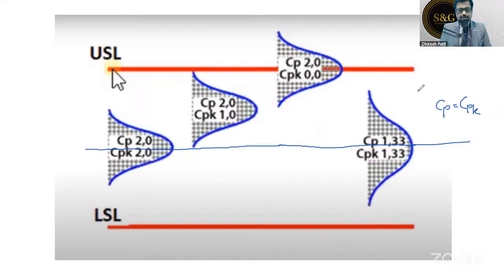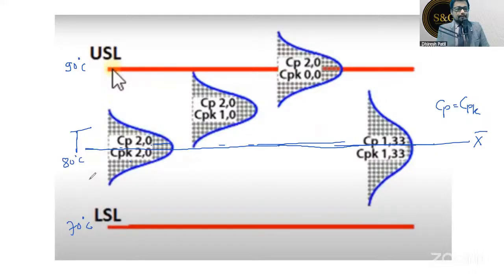For example, look at this. In this case, the Cp is 2 and Cpk is also 2 because both are hitting the target. This blue line is the target, the center line. So X bar and target are the same thing. In our case, this is 90 degree. Imagine this is 90 degree centigrade and this is 70 degree centigrade and the target is 80 degree centigrade. Now, if the spread increases, the sigma increases, your process capability decreases. So from 2, it has dropped down to 1.33.